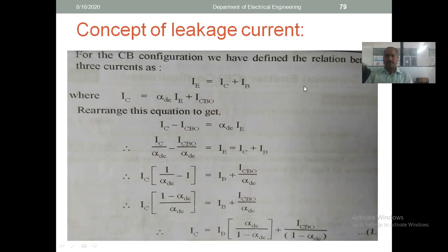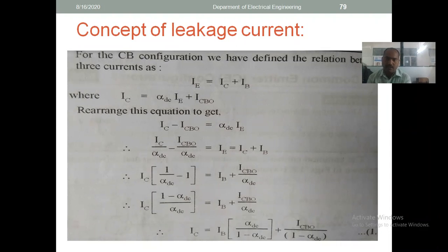We have seen one of the important things, the leakage current. What do you mean by leakage current? When we operate the transistor, the current which leaks through this type of configuration is called the leakage current, right?